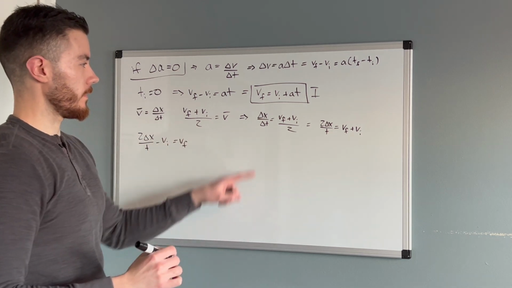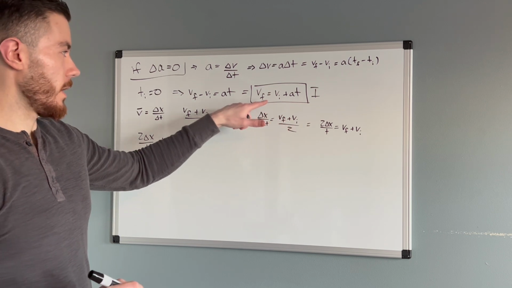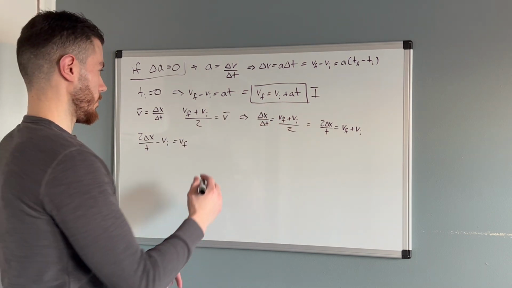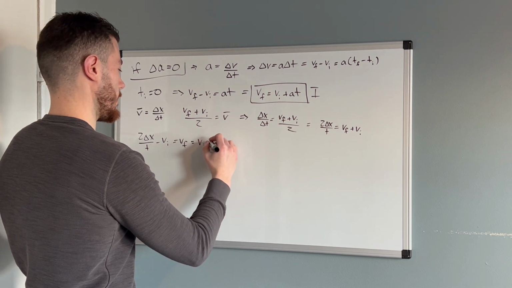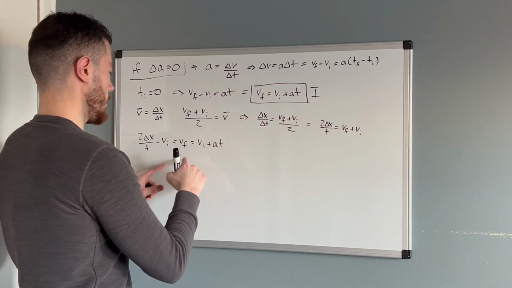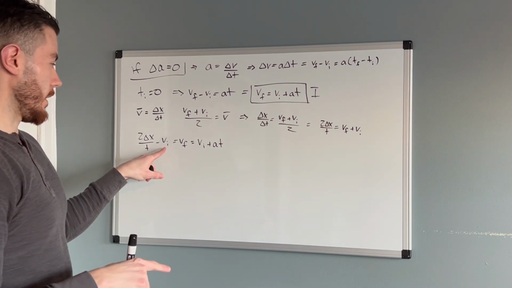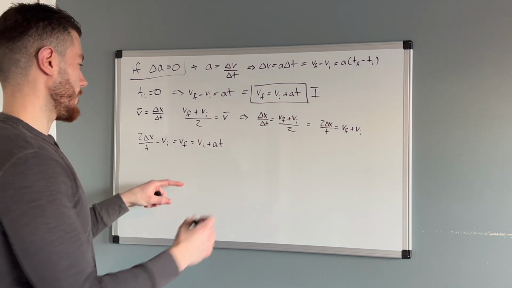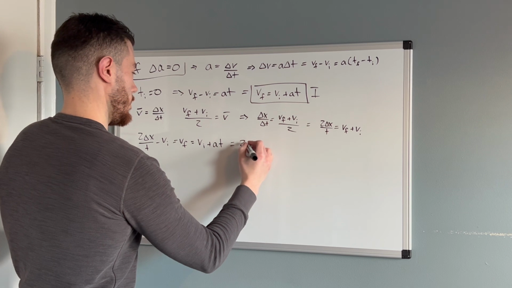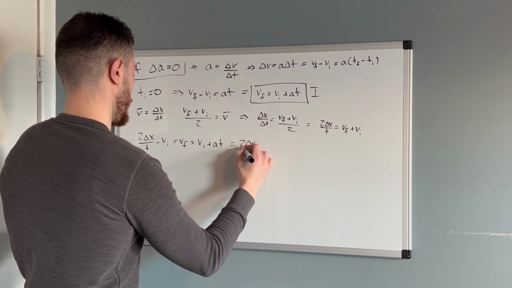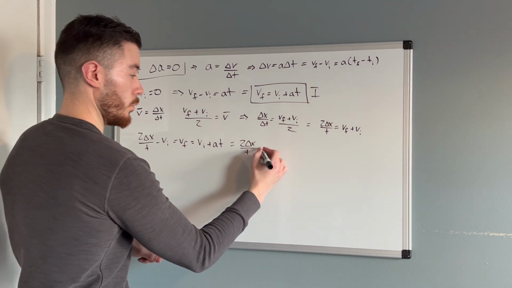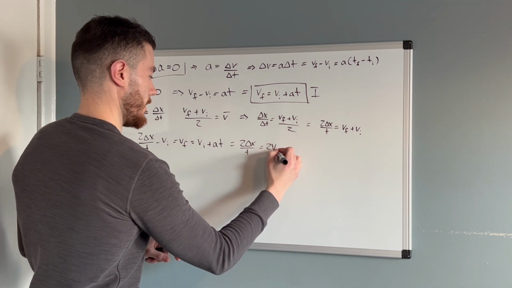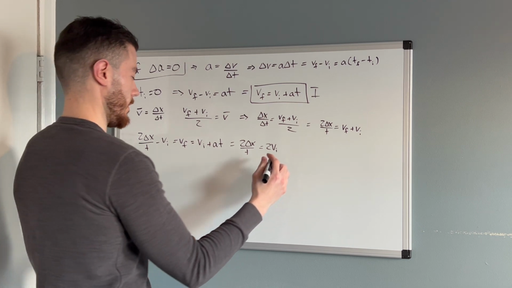What else is equal to v final? The first kinematic equation. Let's set them equal to each other. 2 delta x over t minus v initial is equal to v initial plus a t. Minus v initial on this side, positive v initial on this side. 2 delta x over t, bring this over, is equal to 2 v initial plus a t.